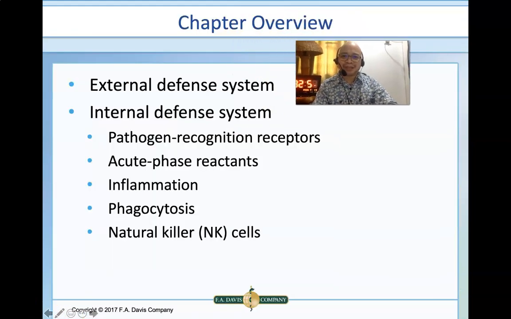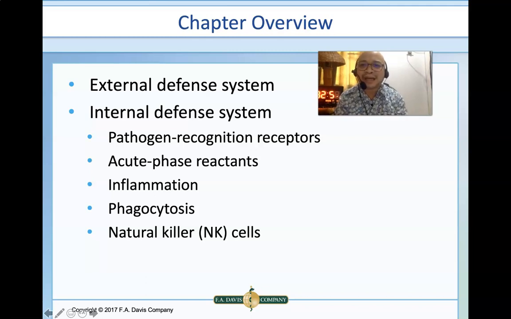So for this particular topic, we will be discussing the external defense system and the internal defense system. The internal defense system involves the pathogen recognition receptors, the acute phase reactants, inflammation, phagocytosis, and the natural killer cells.